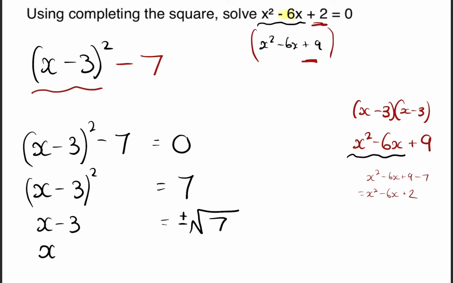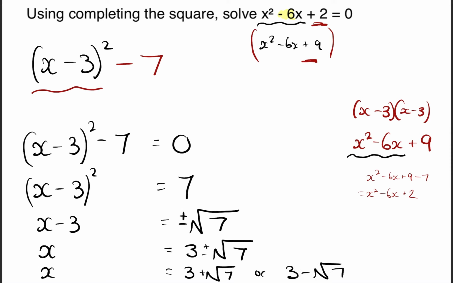x therefore equals 3 plus or minus root 7. And we'll leave it there for now in our surd form. If you have a calculator, you can go get your two answers. So x is going to equal 3 plus the square root of 7 or 3 minus the square root of 7. And there are our two answers.